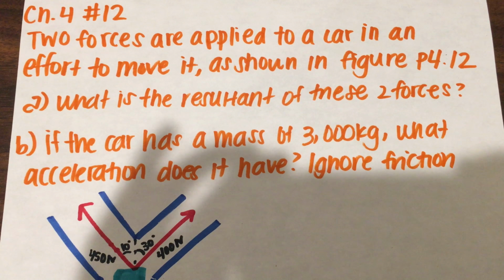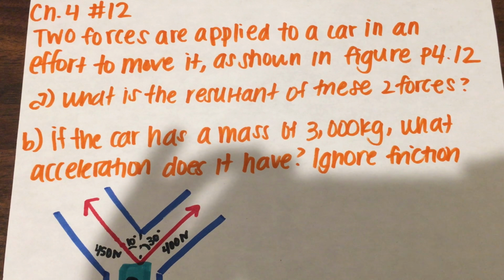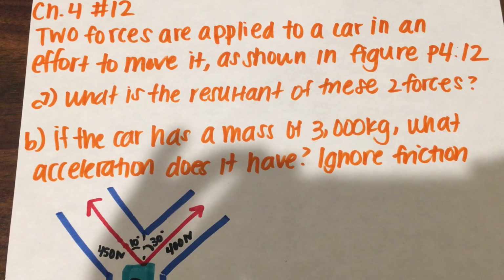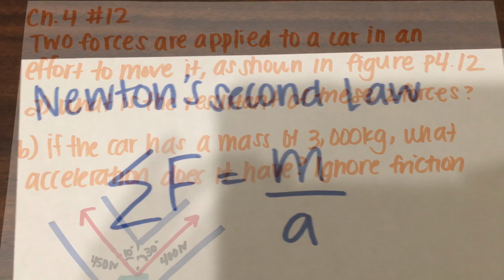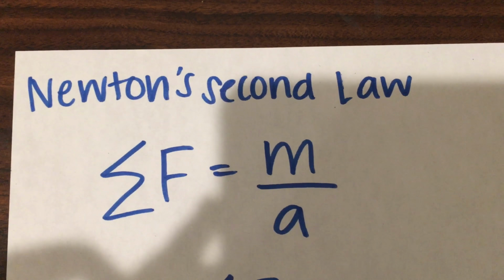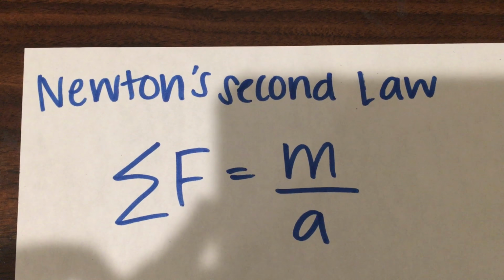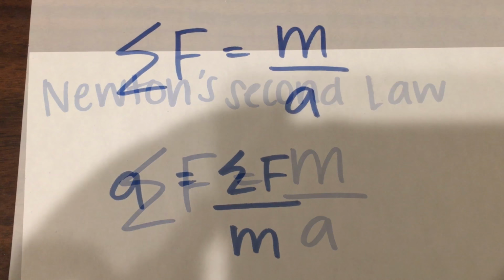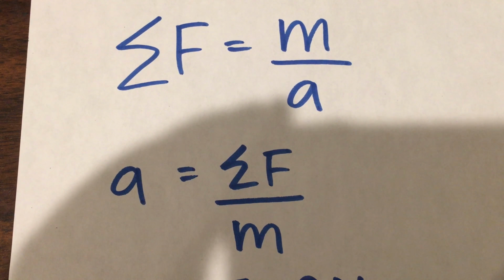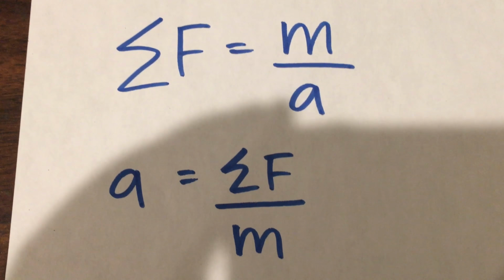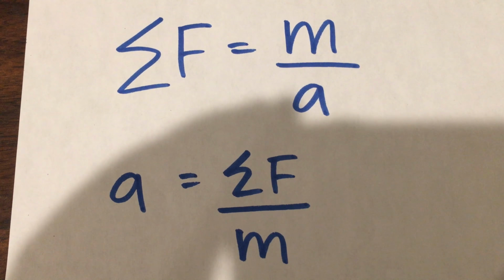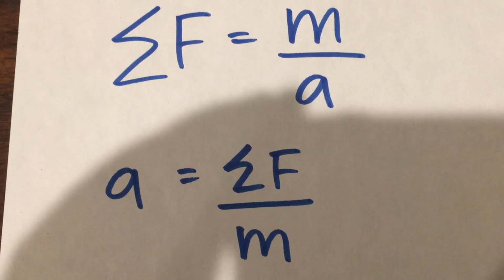Just to remind you, part B is asking us to find the acceleration if the car has a mass of 3,000 kilograms. To find the acceleration, we're going to use Newton's second law, which states that the sum of all forces equals mass times acceleration. We're then going to manipulate our equation so that we're solving for acceleration, and in the end that is acceleration equals the sum of all forces over mass.